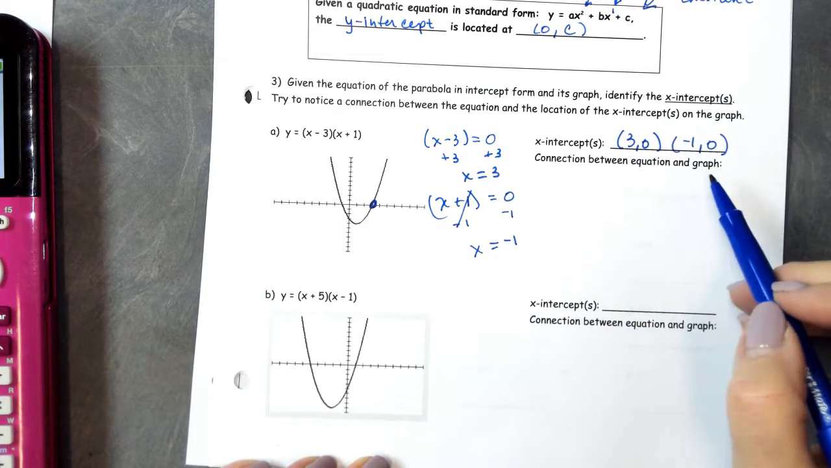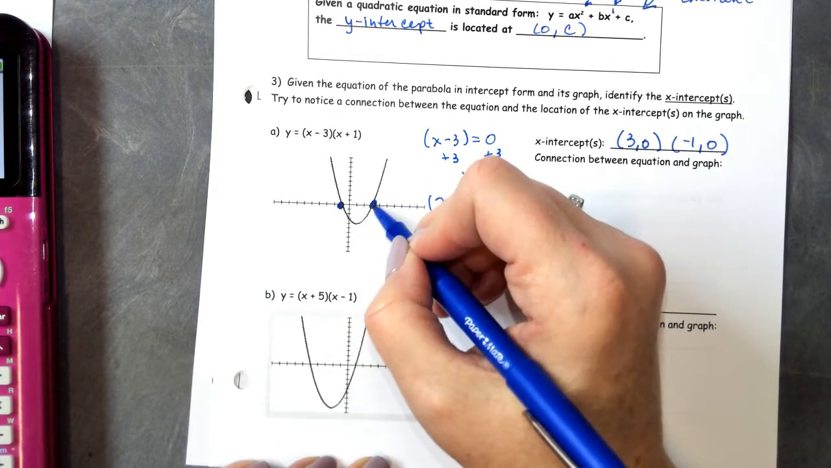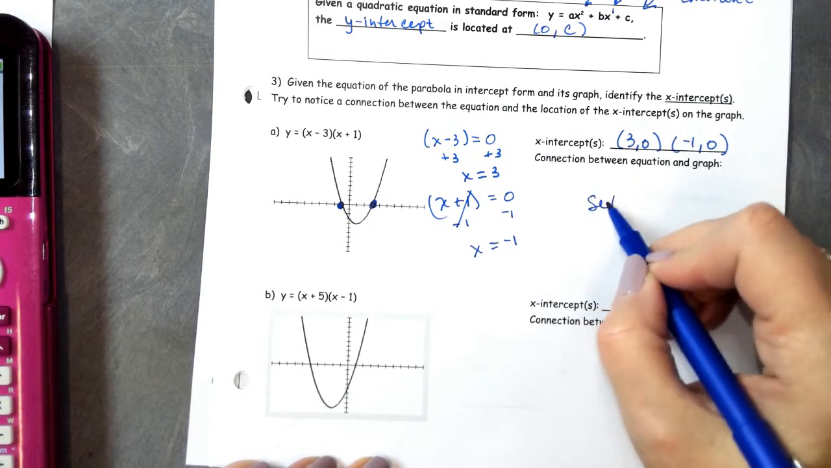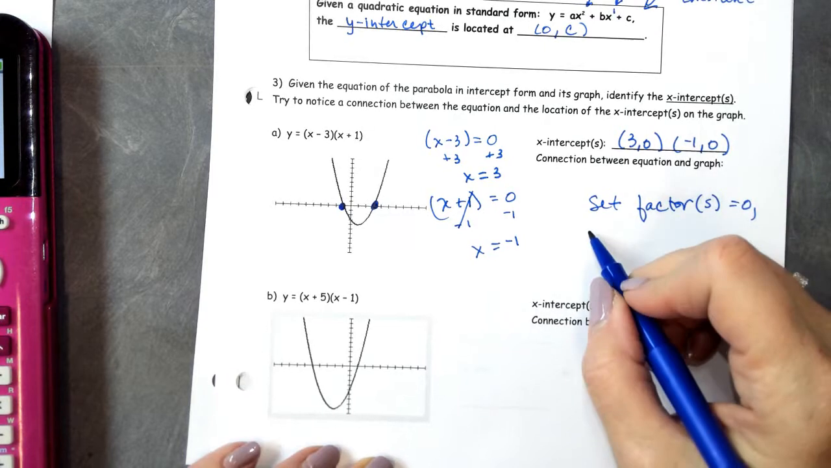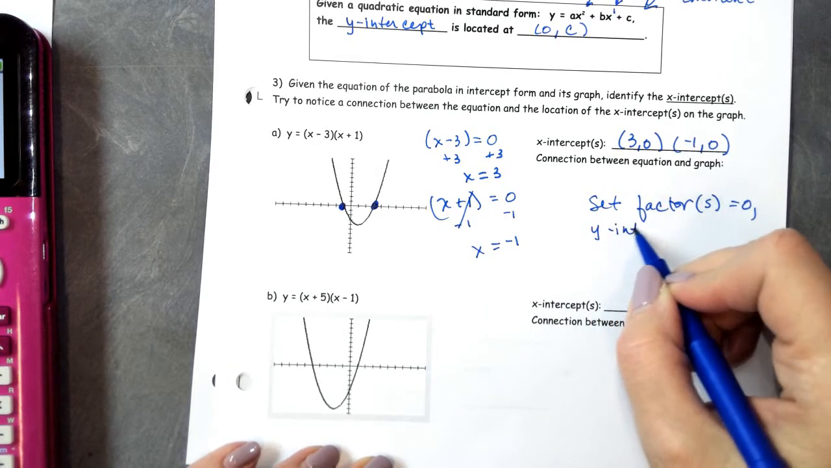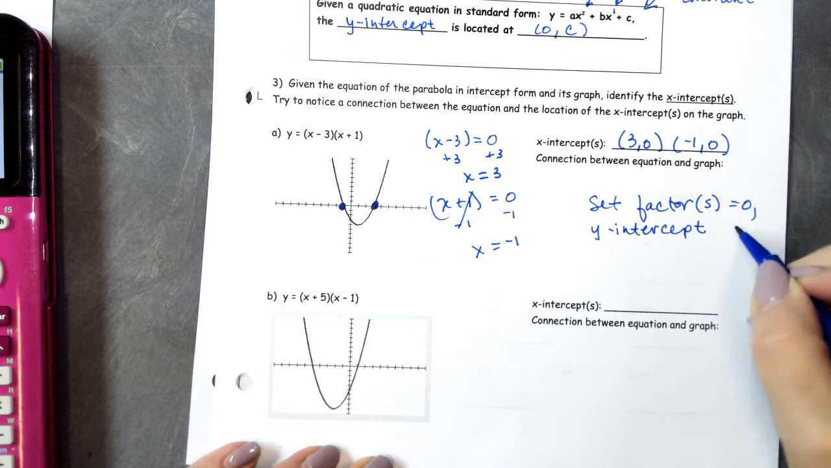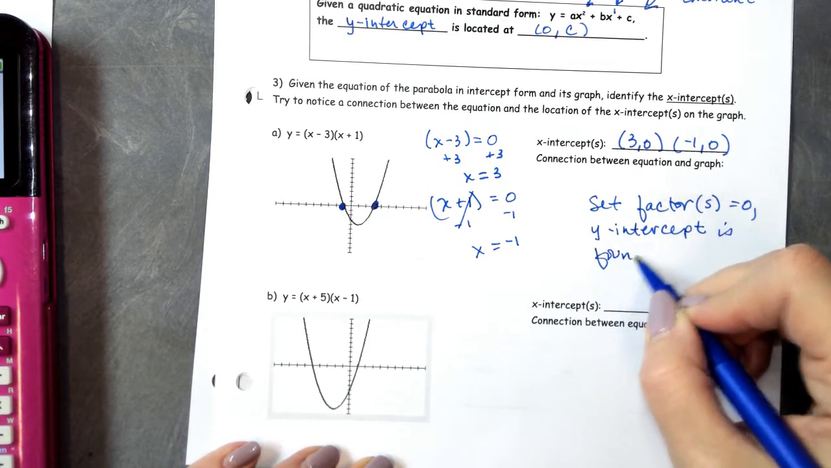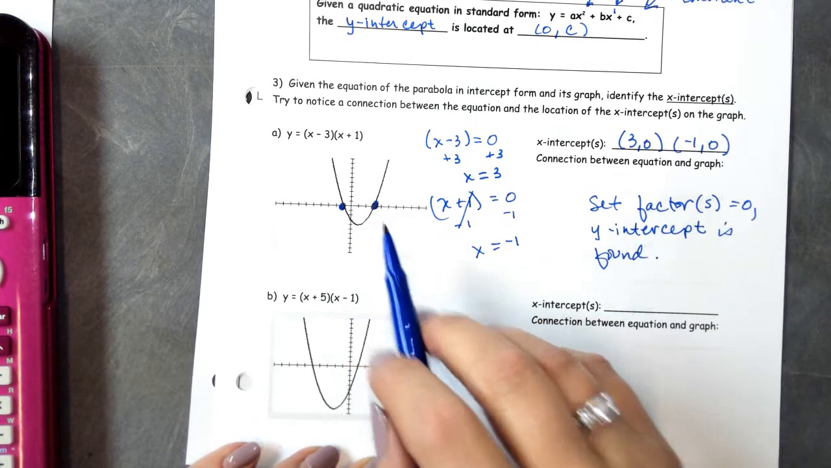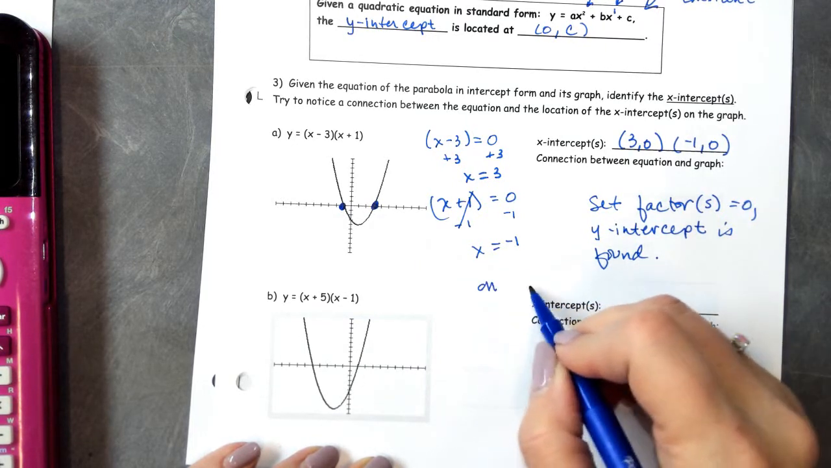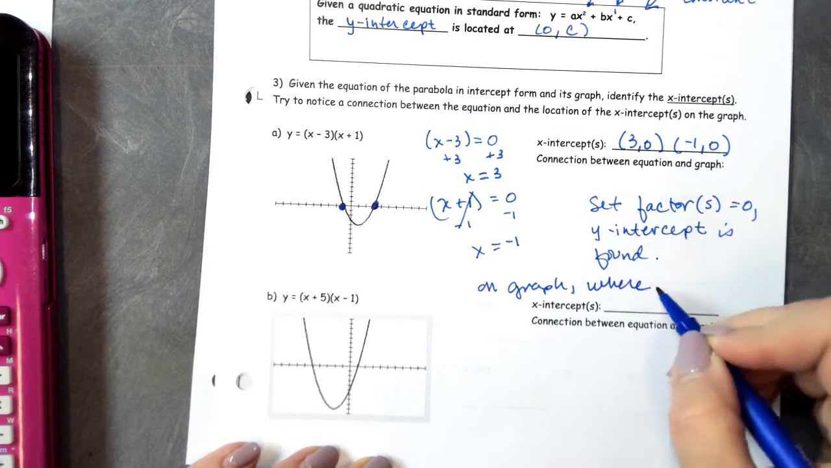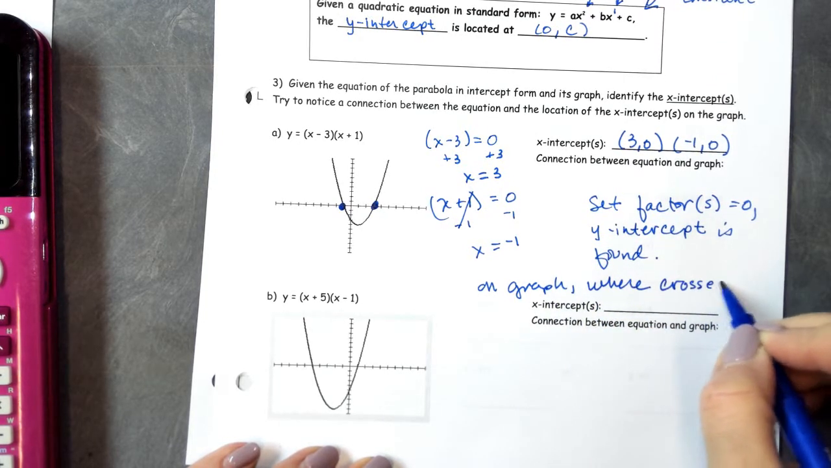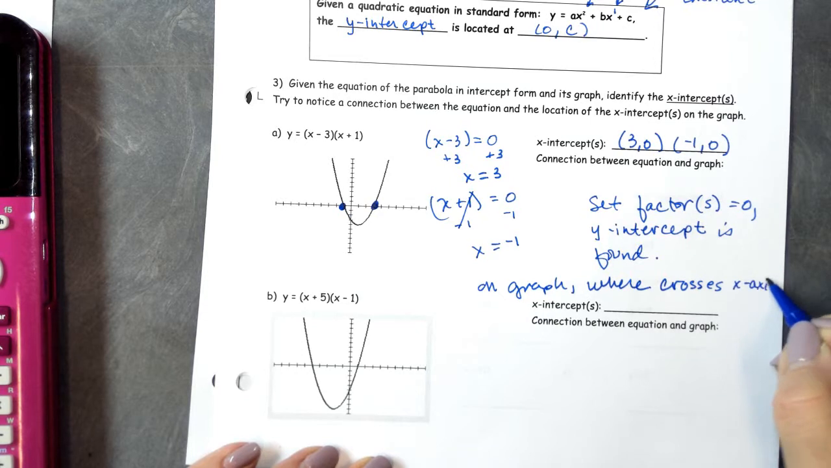So the connection between the equation and the graph is the same points when I set my factors equal to 0, the x-intercept is found. On the graphing calculator, it's where it crosses. On graph, where it crosses the x-axis. So I put this on the board quite a bit. We've talked about it a lot. So there you have it.